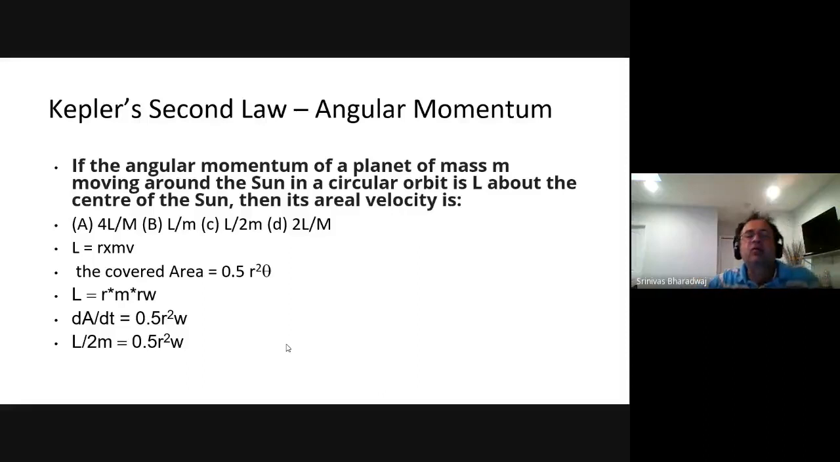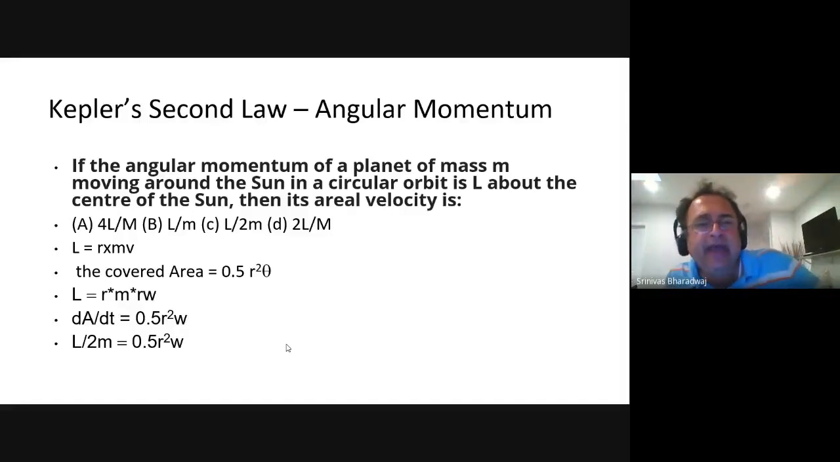Now what is the corresponding area per second? dA by dt, and if you say r is constant, it becomes 0.5 r square d theta by dt, and d theta by dt is omega. So half r square omega is the areal velocity.